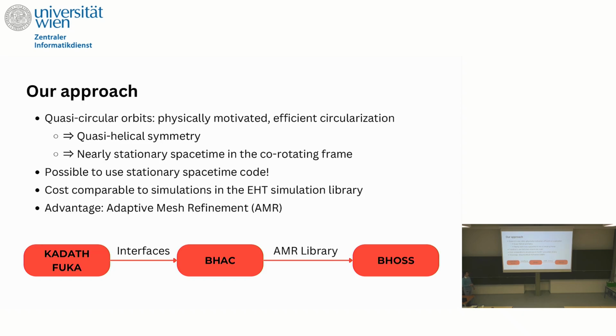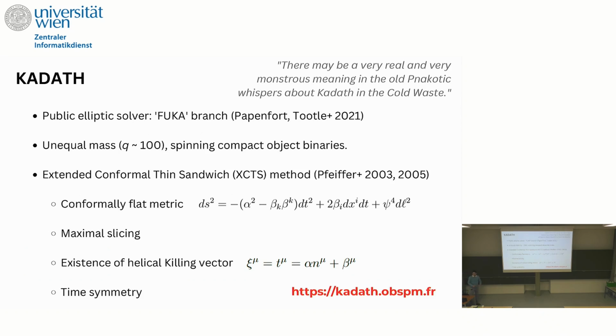So now I will explain in a bit more detail what all of these steps are. First, Kadath. Kadath is a public solver for systems of elliptic partial differential equations. It is used to solve the Hamiltonian and momentum constraints at the beginning of a numerical relativity simulation. In particular, we use a branch called FUKA, for Frankfurt University Kadath.